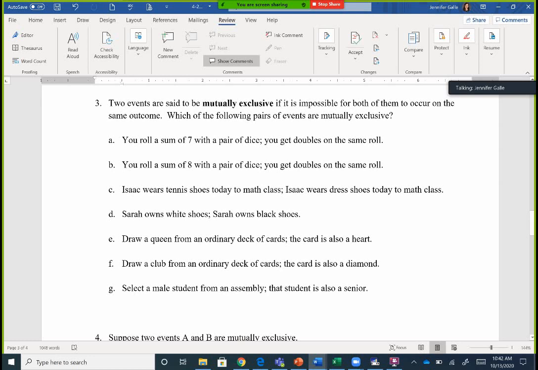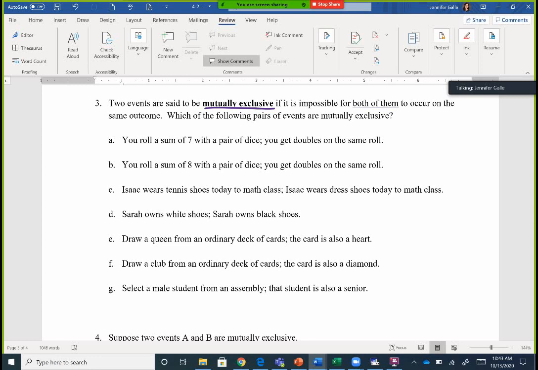Two events are said to be mutually exclusive if it's impossible for both of them to occur on the same outcome. So with our student data, it was impossible for somebody to answer all and most on the same survey. I could not get a student survey that said all and most on it. Those two things are mutually exclusive. Now I could get a student survey that was filled out by a girl and she said all students were friendly. So those two things are not.